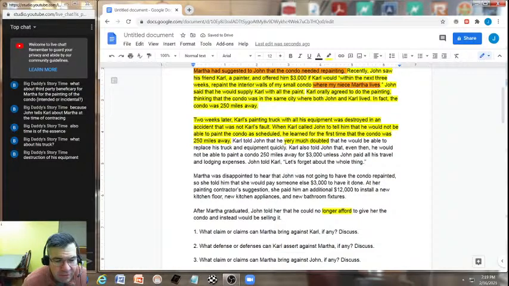Carl told John that he very much doubted that he would be able to replace his truck and equipment quickly. So we're dealing with the very much doubted aspect. Even though he's told John that he would not be able to paint the condo as scheduled, which is the anticipatory repudiation, he's now saying that he very much doubted, this is that aspect too. Remember, the aspect about anticipatory repudiation is the unequivocal communication that the other party will not perform before time for performance is due. That telling him that he very much doubted that he would be able to replace his truck and equipment quickly.